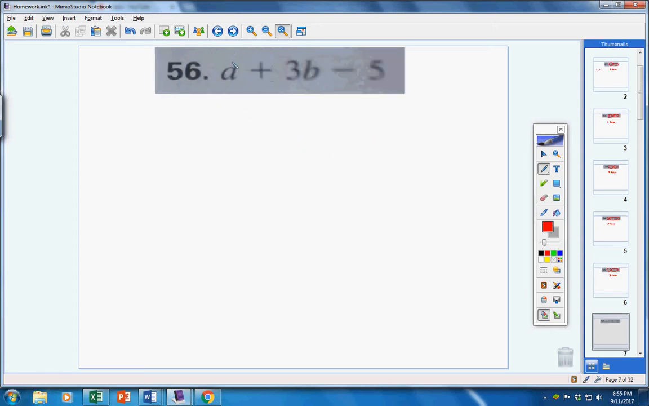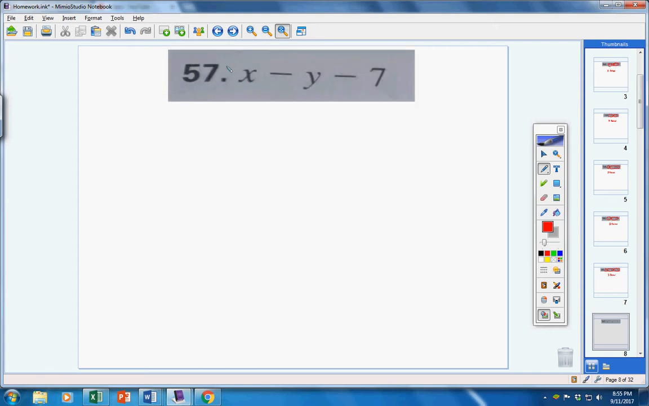Number 56, there's a term, positive a. Then I see a positive sign. So there's a term, positive 3b. Then I see a negative sign. So there's a term, negative 5. So 56 has 3 terms. 57, positive x is 1 term. Then I see a negative sign. So negative y is a term. And then negative 7 is a term. So we have a total of 3 terms.